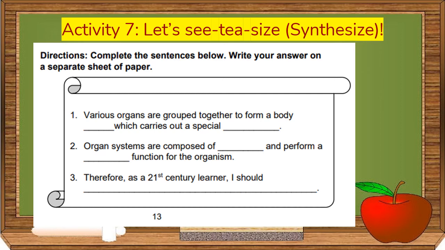Therefore, as a 21st century learner, I should take care of my organ system. How can you take good care of your organ system? Okay, let's have 1. You must have enough rest or sleep, eat a balanced diet, stay hydrated, drink at least 4 to 6 glasses of water, then exercise regularly, and avoid vices like cigarette smoking and drinking alcoholic beverages.